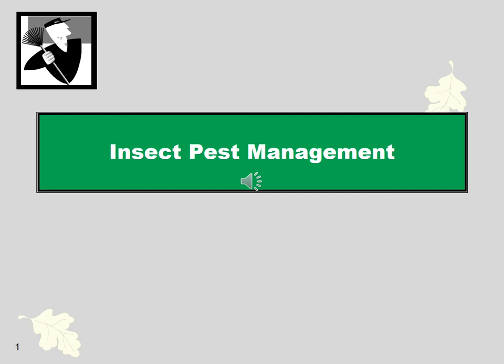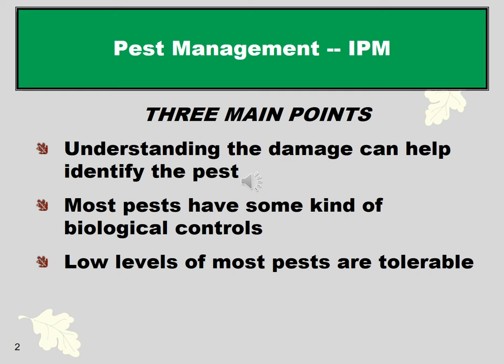With insect pest management, as with other types of pests that we've been talking about, we're focusing on IPM. Three points to understand. You'll need to understand the damage that can help identify the pest, so using that damage to the plant to help you understand what pest is attacking. And knowing most pests have some kind of biological control that you can always use. And low levels of pests are okay for most pests, to raise our tolerance level somewhat. The goal is not to get rid of every single one of your pests, but to bring their levels down low enough so that the plant can handle it and you don't mind how they look.